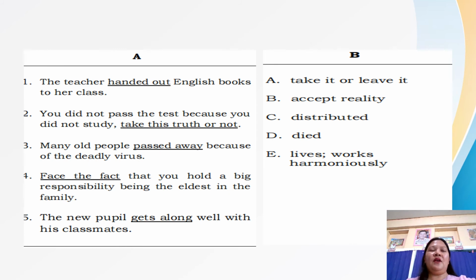Number 5. The new pupil gets along well with his classmates. Gets along means A. Take it or leave it. B. Accept reality. C. Distributed. D. Tied. Or E. Lives or works harmoniously.